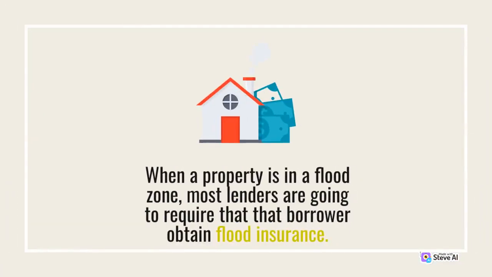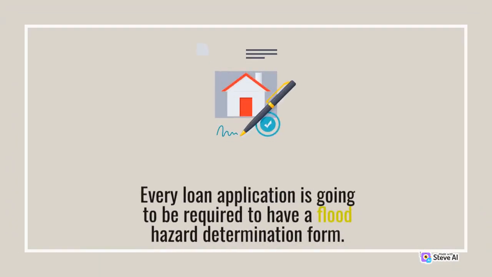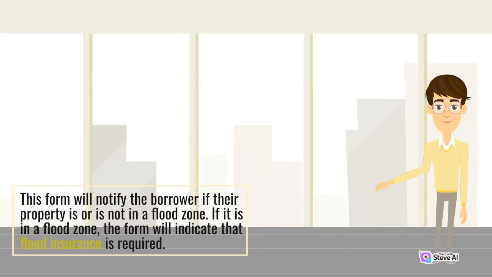When a property is in a flood zone, most lenders are going to require that the borrower obtain flood insurance. Every loan application is going to be required to have a flood hazard determination form. This form will notify the borrower if their property is or is not in a flood zone. If it is in a flood zone, the form will indicate that flood insurance is required.